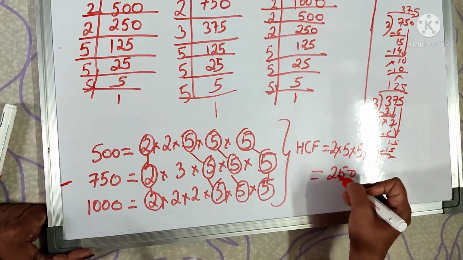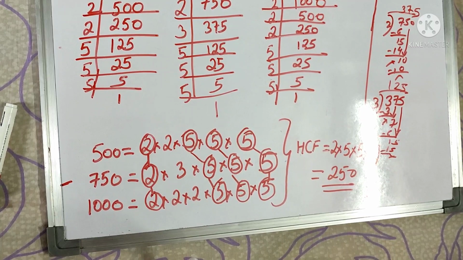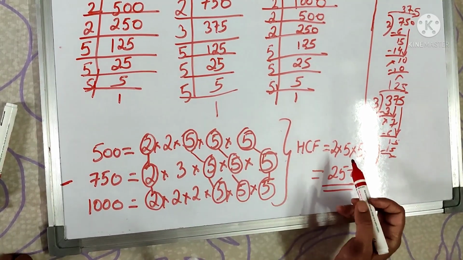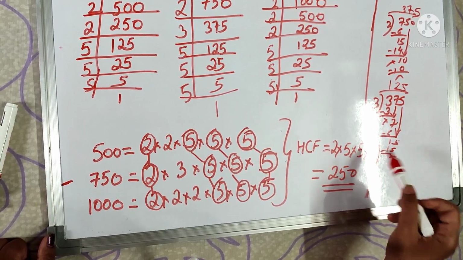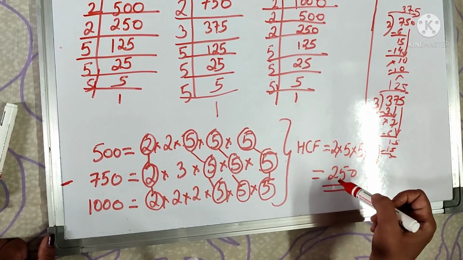So, what is the HCF here? HCF is 250. Since HCF is equal to the product of all the common factors, what is the product of common factors here? 2 into 5 into 5 into 5. These are the common factors, and the product of it comes to 250. So, 250 is the HCF of 500, 750 and 1000.